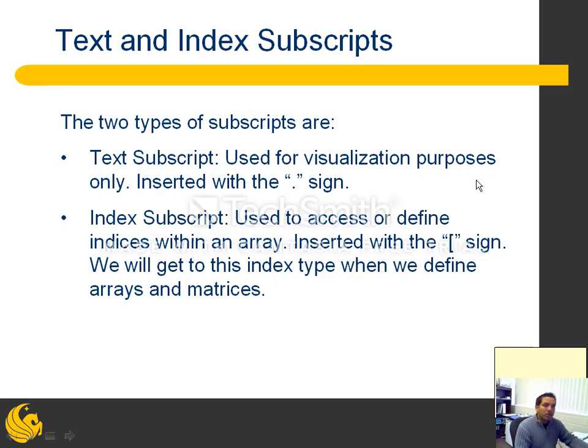The text subscript is used for visualization purposes only. Maybe you want to define a variable called xi and another called xf, like an initial value of x and a final value of x, and you want to make sure they're independent from each other, but show the i and the f as a subscript of x, just for visualization. The i and the f is not a counter, it's not an array index within the variable, it's just a subscript. You can insert these subscripts by using the period.